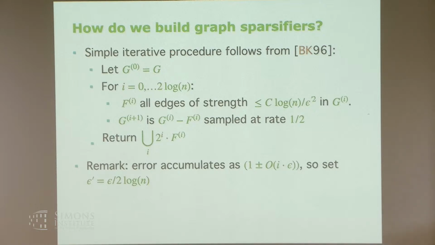So if you really want to cover all our bases, we can set some epsilon prime, which is just epsilon over some log n. And this way, the actual accuracy of the sparsifier we get doesn't degrade too much.